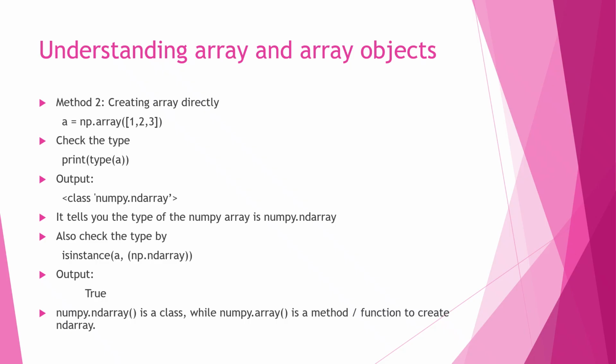But in the previous example we had seen that the type was class list. Here it is of ndarray type. So this is a multi-dimensional array type, and it tells that the type of the numpy array is numpy.ndarray. We can also check the type by using isinstance of the variable name comma np.ndarray. If it is of ndarray type, then it says yes. So True has been printed over here.